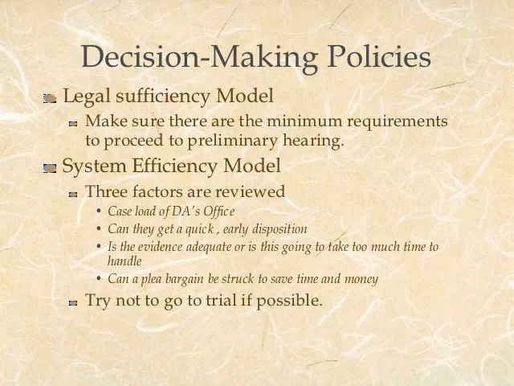The systems efficiency model is something you'd probably see in Oakland or San Francisco, where 3 factors are reviewed. The caseload of the district attorney's office. Can they get a quick early disposition on the case? Is the evidence adequate, or is it going to take too much time to handle this case? And can a plea bargain be struck to save time and money? Try not to go to trial if possible, because the system's already overloaded.